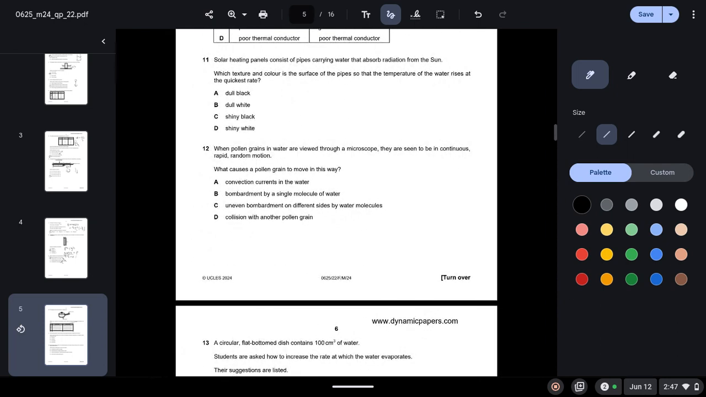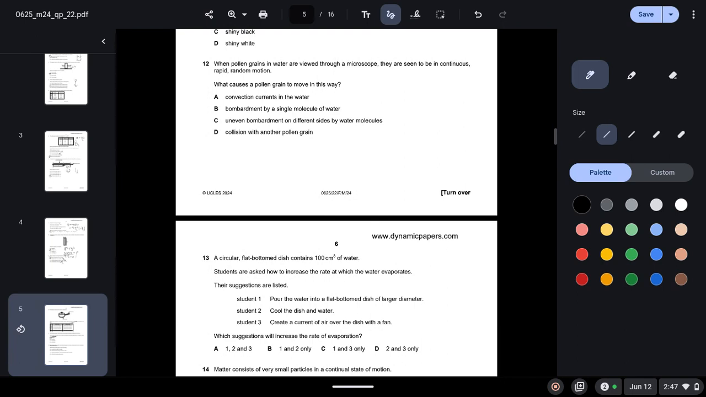Solar heating panels consist of pipes carrying water that absorb radiation from the sun. Which texture and color is the surface of the pipes so that the temperature of the water rises at the quickest rate? So it means that it should be the best absorber of heat or thermal energy. So which two conditions give you the best one? Well, when the surface is dull and it is black. So A is your answer.